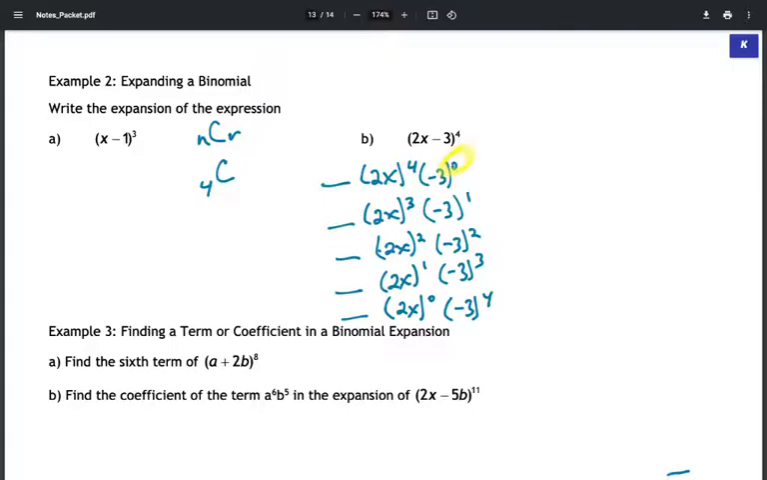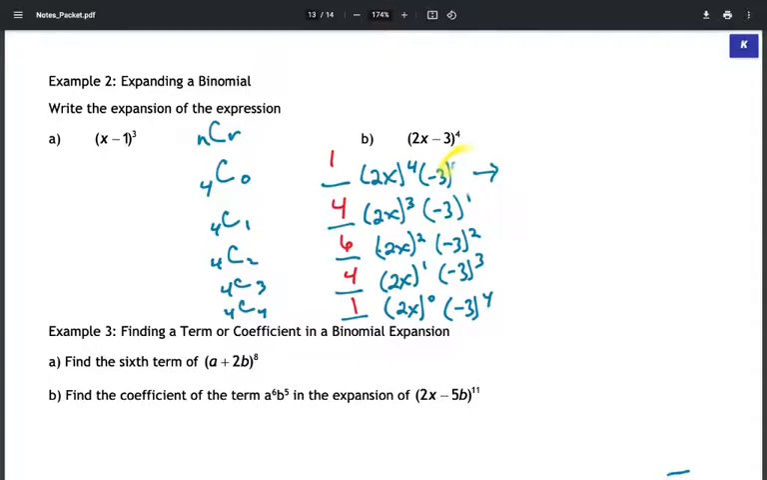So we'll start off with 0 here. Then for this one, we'll do C41. Here we'll do C42. Here we'll do C43. And then you'll have C44. So typing those in your calculator, these were the coefficients I ended up with. Now you just need to simplify each of those terms.